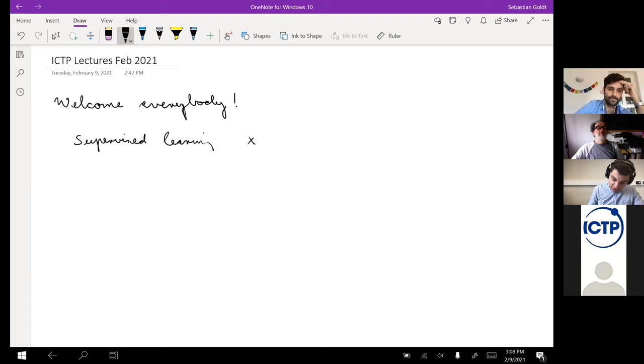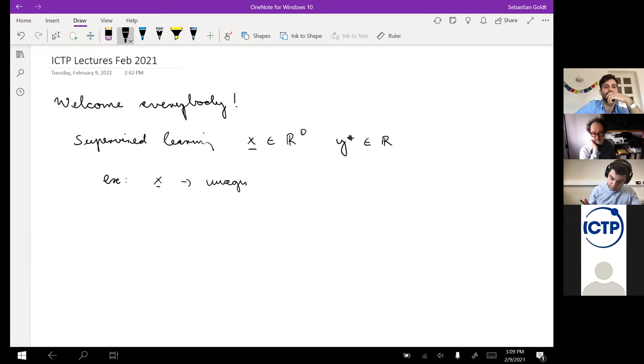These high-dimensional inputs might be images, they might be word representations in natural language. We're going to say they're a high-dimensional vector in D dimensions. Each of these inputs has a label, which we're going to call Y star, and this label is a scalar. This could be, for example, plus or minus one if you want to make a difference between cats and dogs. For example, X would be images and Y star would be plus or minus one: plus one if it's a dog, minus one if it's a cat. And so you want to learn this function.